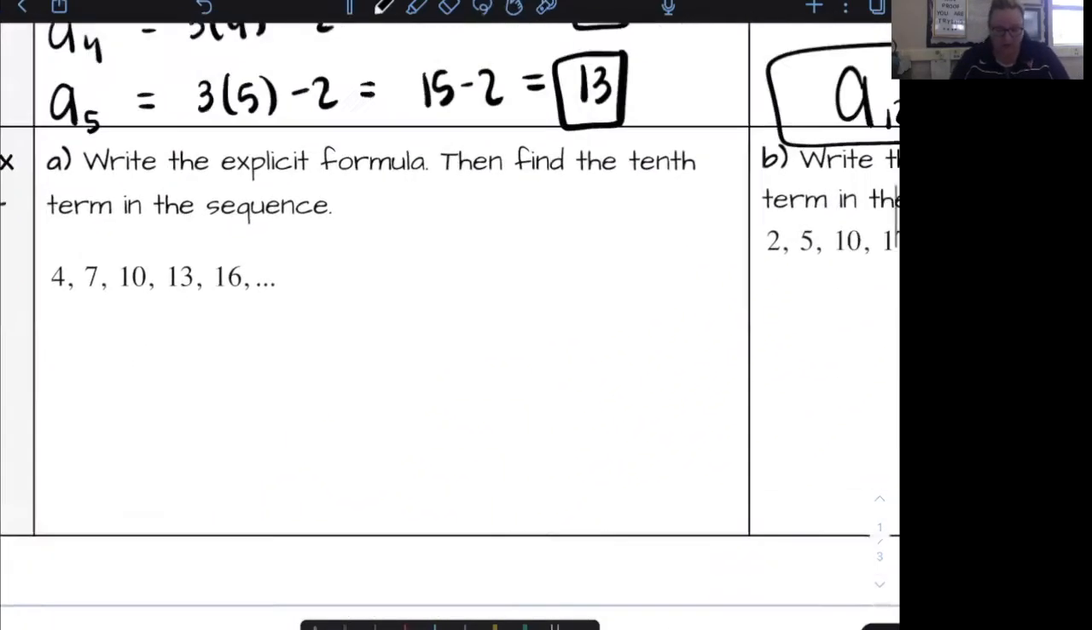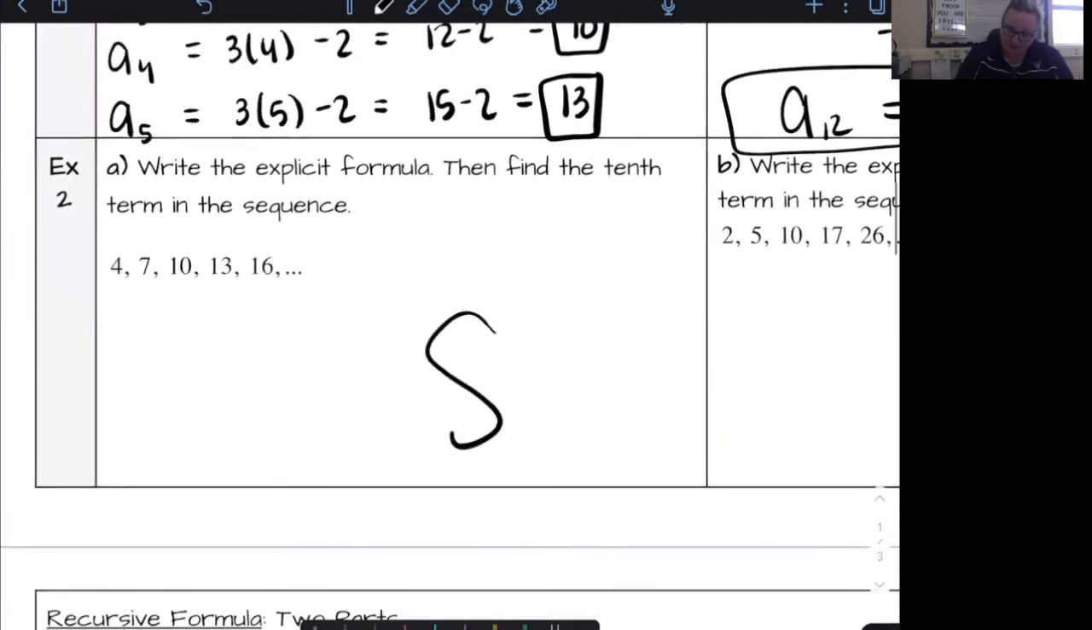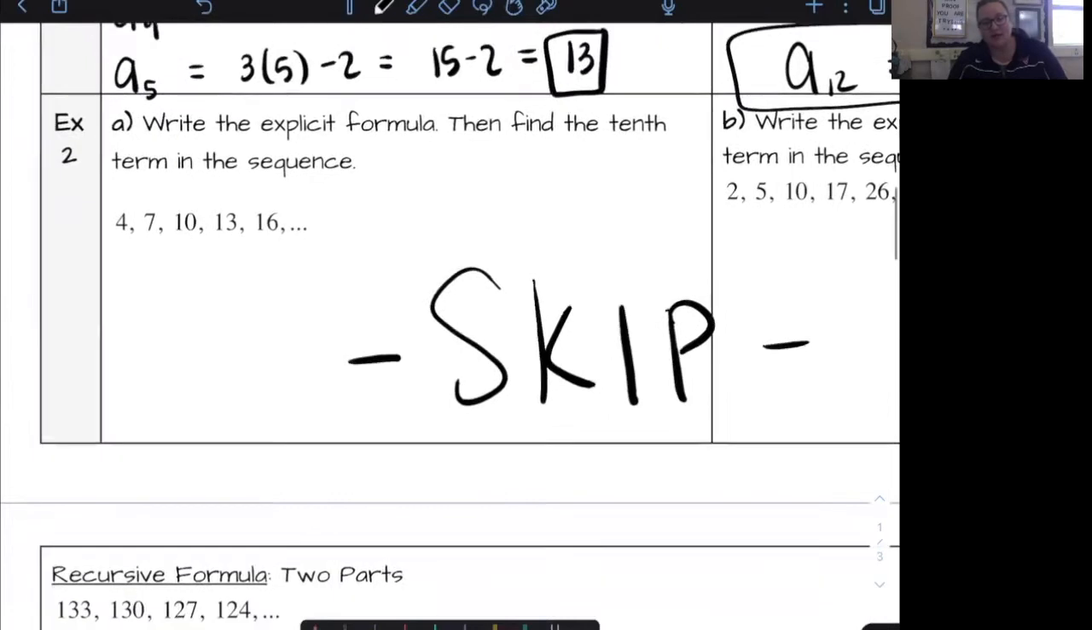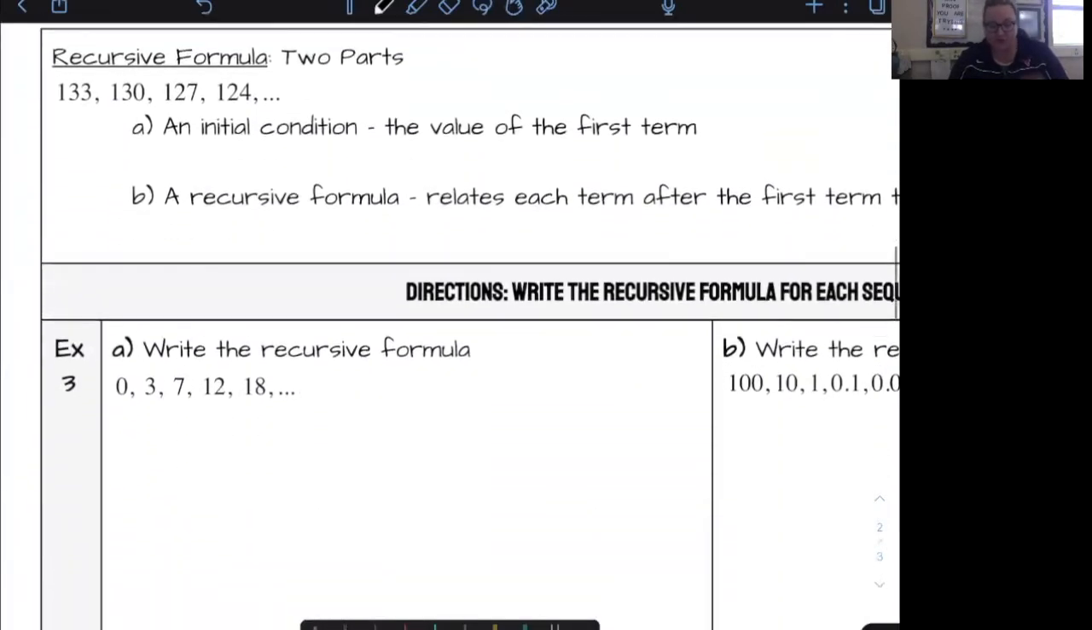All right, we're actually going to skip example 2. We don't have enough time to do this today. All right, so we're going to skip those. And now we're going to talk about a recursive formula. So what we just talked about was an explicit formula. Now we're going to compare that to a recursive formula.